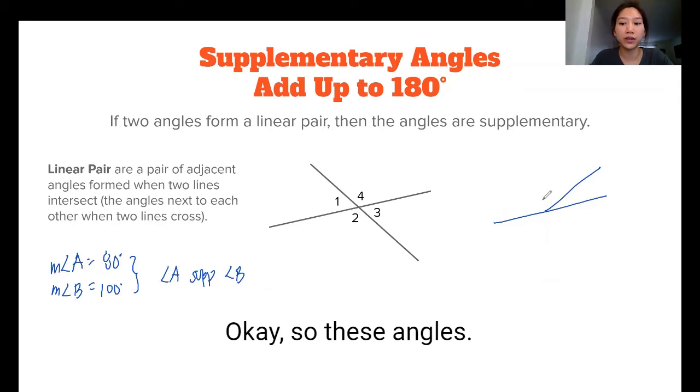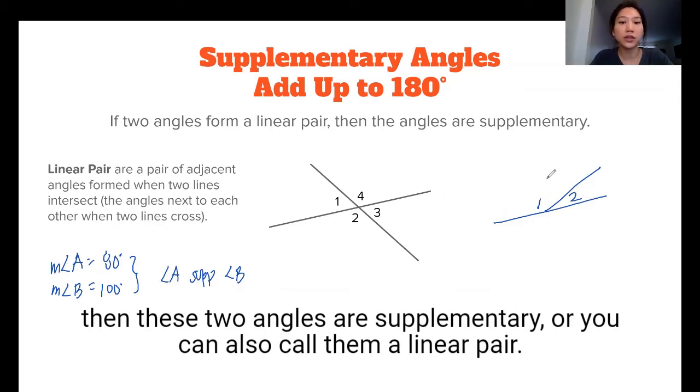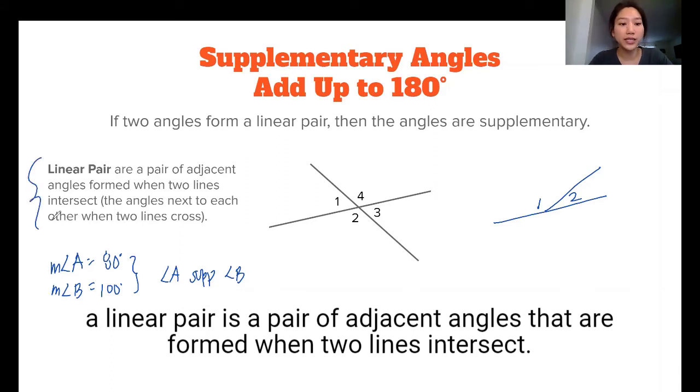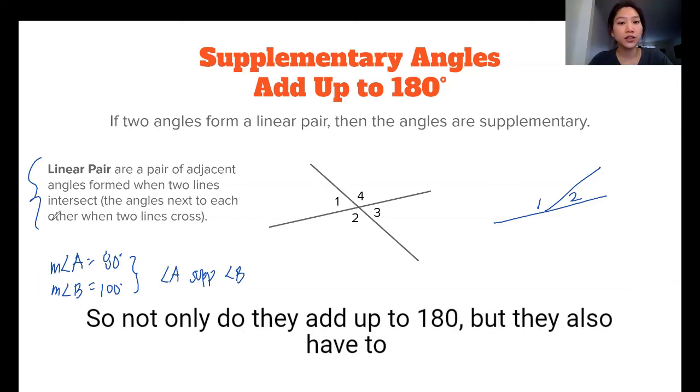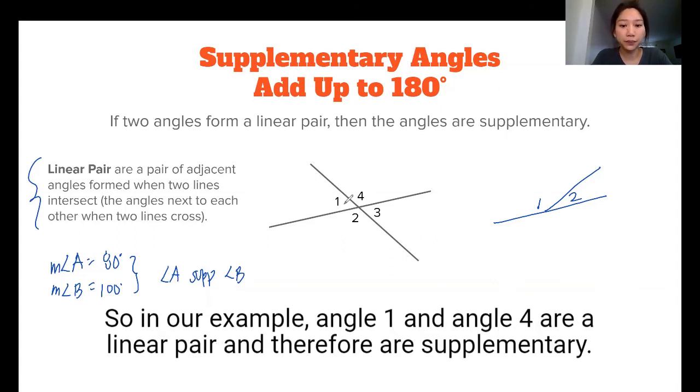Okay, so these angles, for example, if this was angle 1 and this is angle 2, then these two angles are supplementary, or you can also call them a linear pair. Now, a linear pair is more specific than supplementary because a linear pair is a pair of adjacent angles that are formed when two lines intersect. Okay, so they have to be next to each other. So not only do they add up to 180, but they also have to be formed by two lines that intersect each other. So in our example, angle 1 and angle 4 are a linear pair and therefore are supplementary.